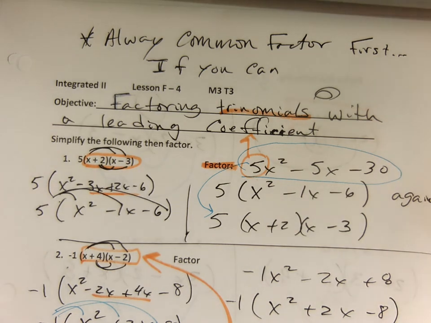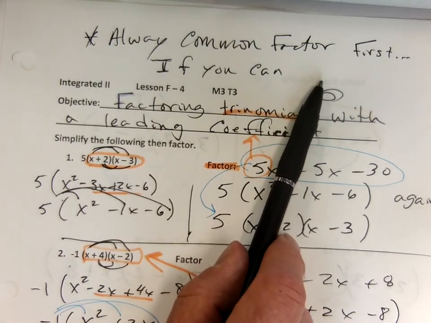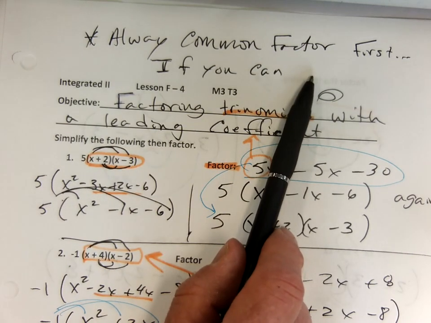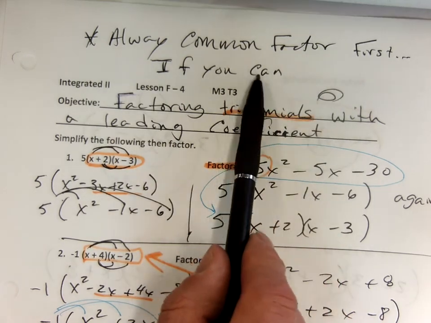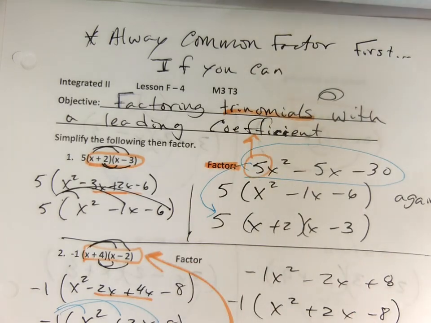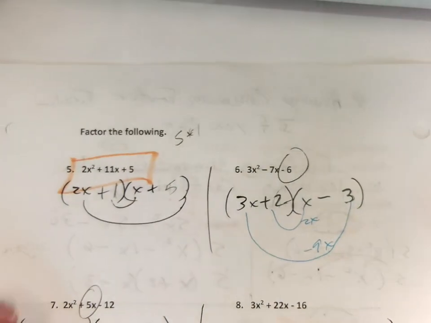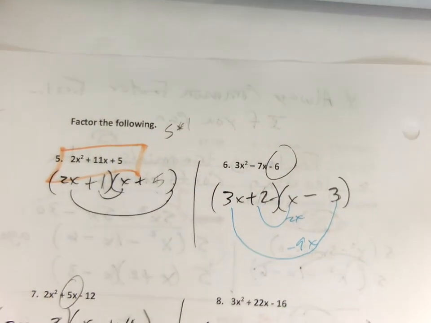Okay, let's review. Let's look at factoring trinomials. First of all, before you do anything, if you can common factor, which means to take out something, it makes the problem smaller. So if you can common factor first, we will. They're all going to be trinomials, because trinomials have 1, 2, 3 terms, right? And how do we factor them?